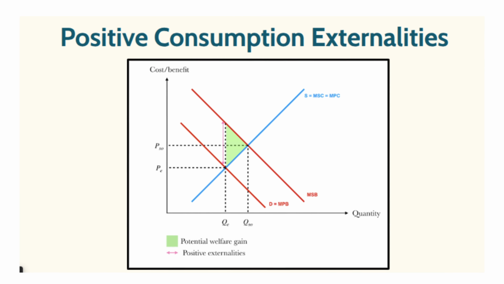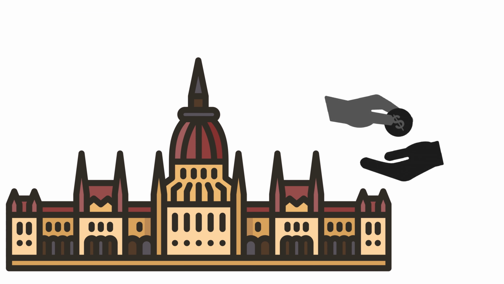In this diagram, the private benefit curve represents the benefit to the individual. The social benefit curve is higher because it includes benefits to others. The market equilibrium occurs where private demand meets supply, but the socially optimal level of consumption is higher. This gap creates a deadweight loss because society would be better off if more people consumed the good.